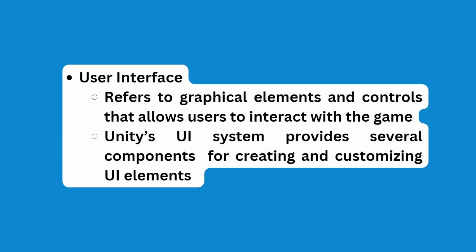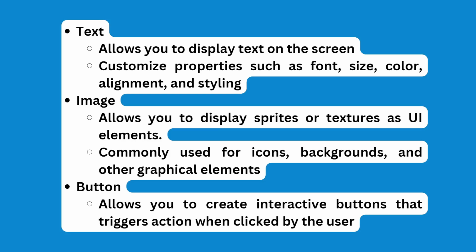Before we dive into Unity, let's first discuss the components that will be implemented. In Unity, a user interface refers to the graphical elements and controls that allow users to interact with the game or application. Unity provides a powerful UI system that allows developers to create and customize various UI elements such as buttons, text fields, sliders, images, and panels. For the sake of this tutorial, we will only be discussing three components of the user interface.